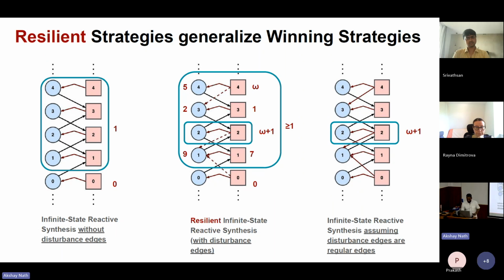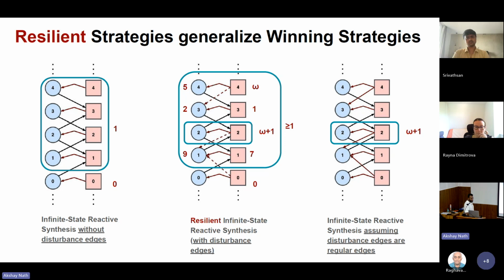Stanley? Yes. Hello. I had a question on the rightmost figure. From 2, I guess the circles are the controller states, right? Circles are controller states, and 2 is the environment state. Yeah. The circles are controller states, right? Yeah. So from 2, the outgoing edges are only to 3 and 1. So how would those twos form a winning region? Because in fact it does not stay within the region.